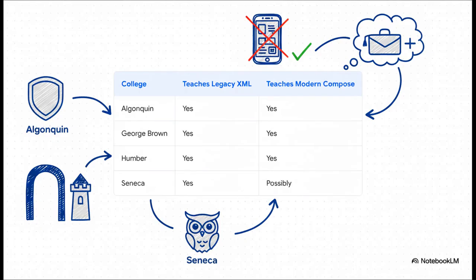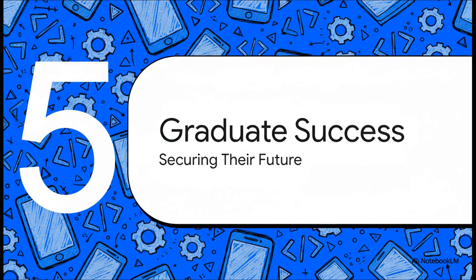Well, this table gives us a pretty clear answer. Our key competitors, colleges like Algonquin, George Brown, and Humber, are already adopting this exact dual approach. They're teaching legacy XML in their intro courses while transitioning to Jetpack Compose for advanced topics. The trend couldn't be clearer. The industry is moving, and if we fail to modernize our advanced curriculum, we risk putting our program at a serious competitive disadvantage.